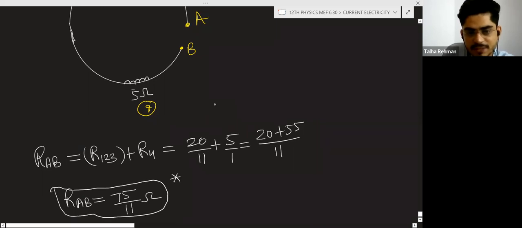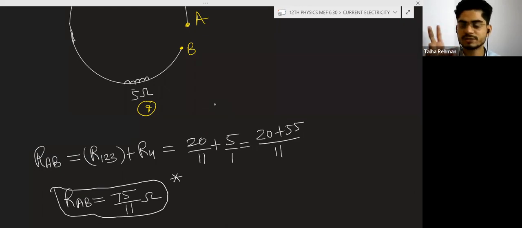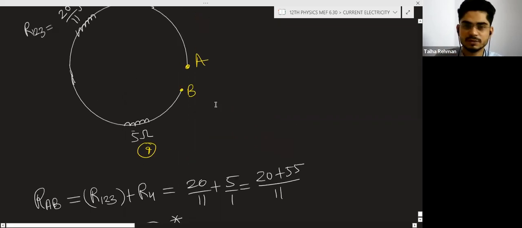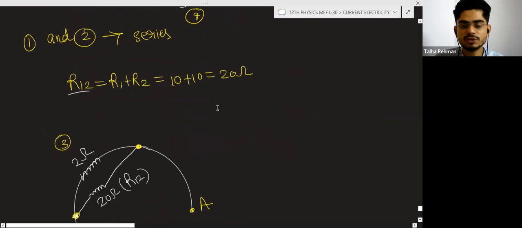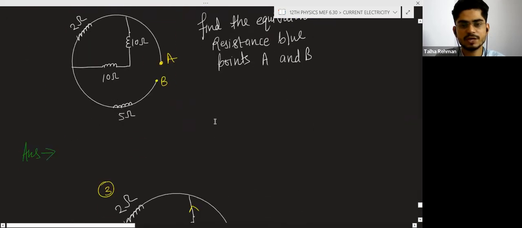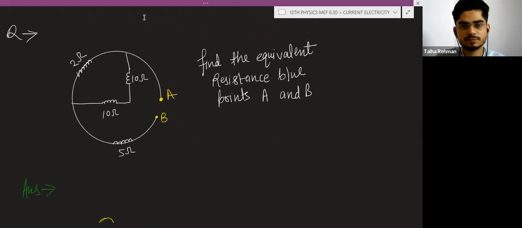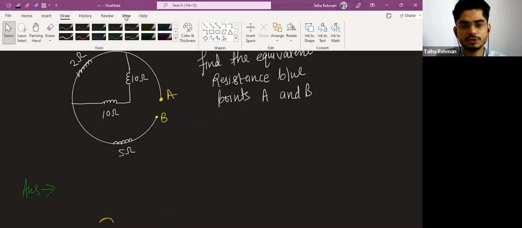You have to just solve the question step by step. First you will identify whether the two resistances or three resistances are connected in series or in parallel. Then after calculating the equivalent resistance, modify your circuit and again solve it. And with practice you can do this very fast. Now you can note it down. This is a good question, I will say.